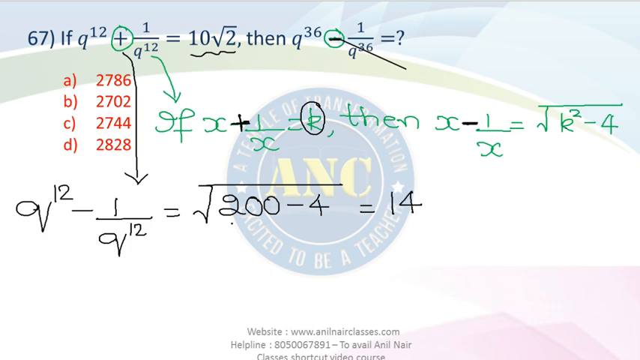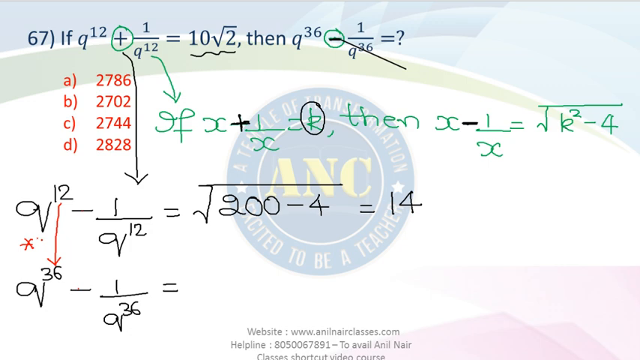That means, can I say that q power 12 minus 1 by q power 12 value is known to us right now as 14. And in the question they are asking for q power 36 minus 1 by q power 36, how much is it? Now this is exactly similar to the extra question I took. Power 12 is becoming 36 with the same negative sign in both the if and then conditions. Power is becoming 3 times the initial value. That means 12 is becoming 36.